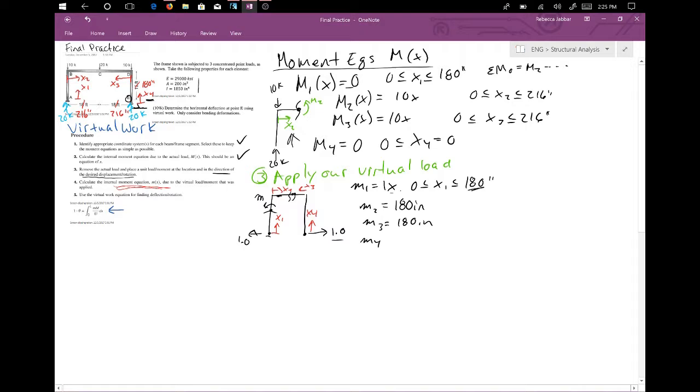And M4 though, it is similar to the first one, except our loading rate here is in the opposite direction. So we can see that it'll just be negative. Make sure to add our bounds, but notice that they're the same as the ones above.